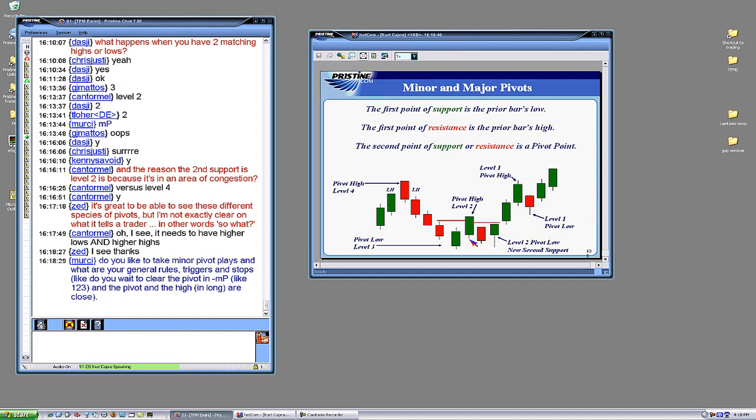Do you like to take minor pivot plays, and what are your general rules, trigger and stops? Like, do you wait to clear? Well, if we have like a 1, 2, 3, 4, so like, for example, if I was to move this up a little bit and move this guy down a little bit, and let me extend out this tail if I can get this.